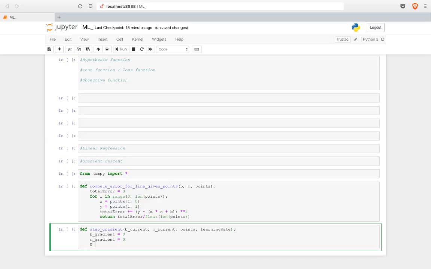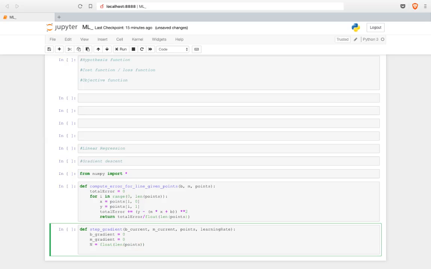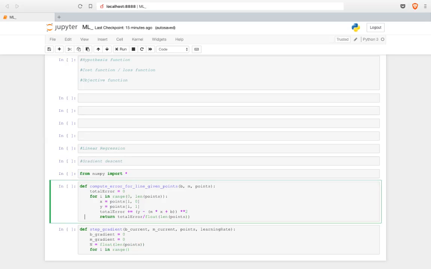So next, what you do is you get the length of points. Now this is where the actual gradient calculation happens, right? For i in, so the idea is you're just looping over your entire data set. For each data point, for each row, you calculate the value of b gradient and m gradient, then you add them up and aggregate them in a particular variable.